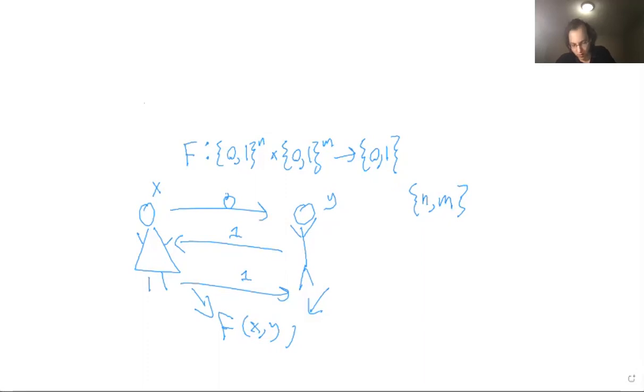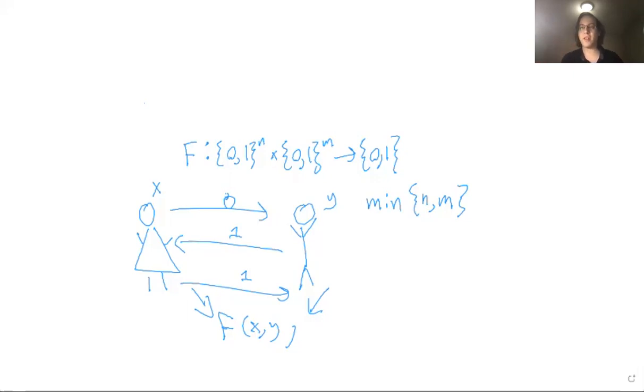they can always solve it using the min of n and m number of bits. Why? Because either Alice can send all of x to Bob, and Bob can then compute f of xy because he knows both x and y, or Bob can send all of y to Alice, and she can compute f of xy. So it only requires minimum of n and m for every function.